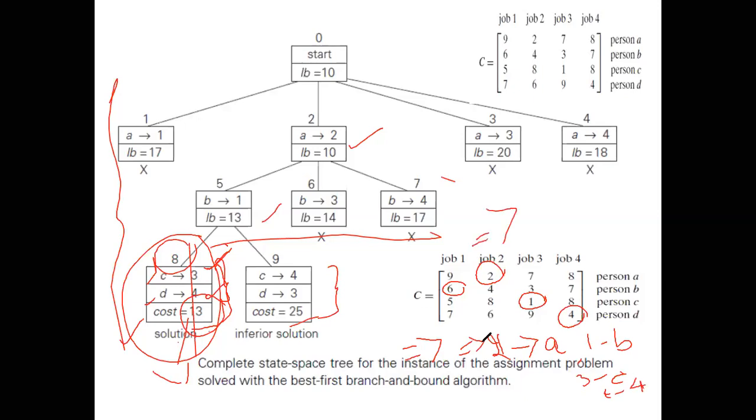The total cost also you need to represent. What is the total cost? It is 13, right? So it is 2 plus 6 plus 1 plus 4. So it is 13. So this is the minimum cost which you got after assigning n jobs to n persons. Is this topic clear? So this is all about branch and bound.